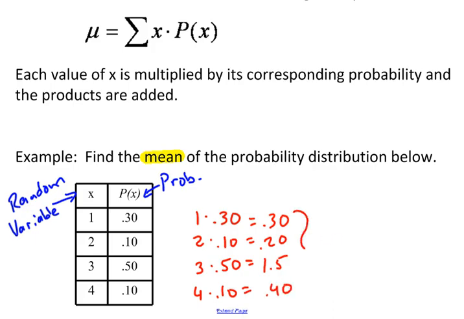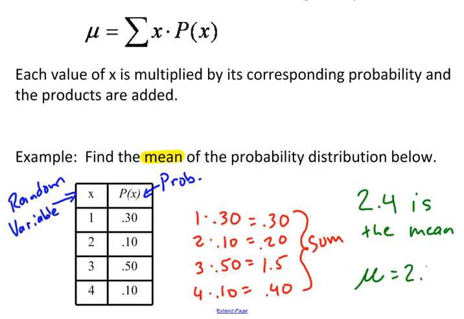And then what do I do with all of these? I find the sum. So let's add them all up. 0.3 plus 0.2 plus 1.5 plus 0.4 is going to be equal to 2.4. 2.4 is the mean. Or I could write it like this. Mu is equal to 2.4.